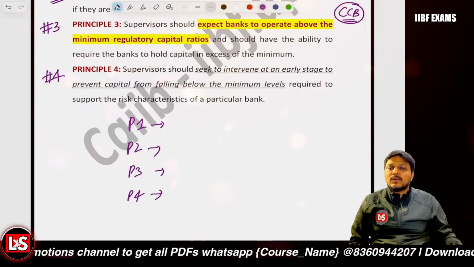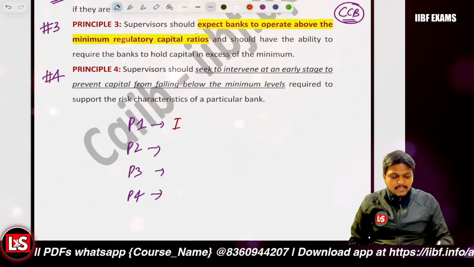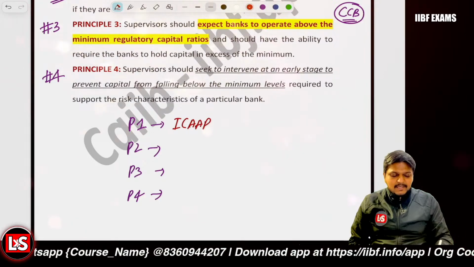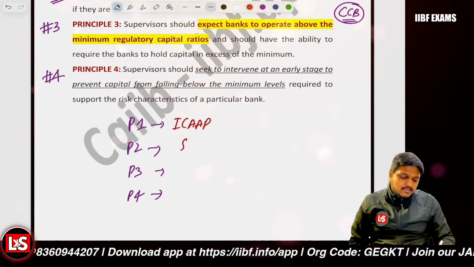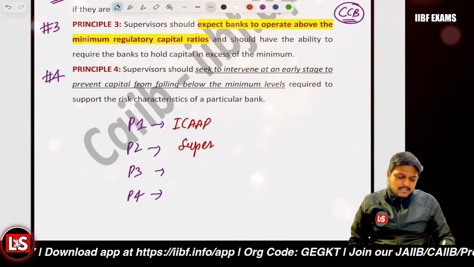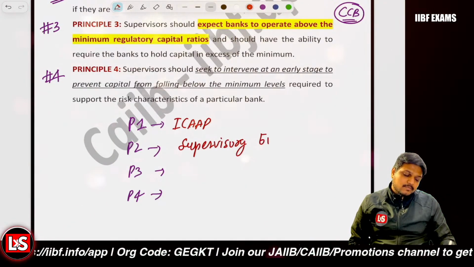First one was related to what? The first one was related to the ICAAP, internal capital adequacy assessment, right? The second one, it's about the supervisory evaluation.